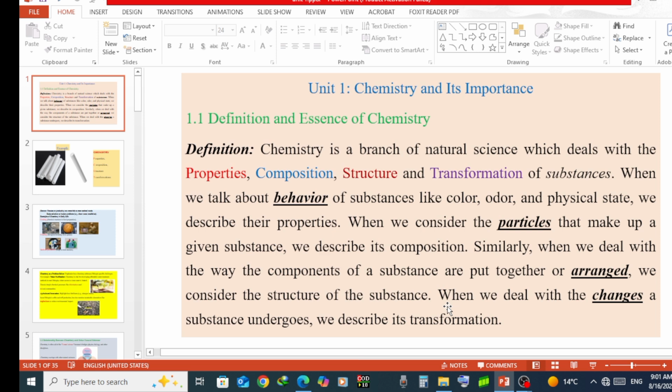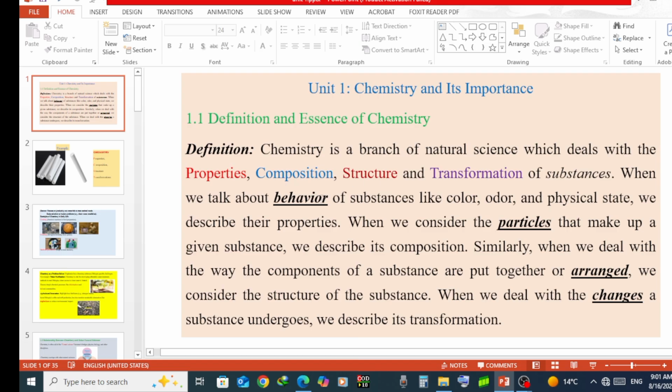So let's try to see some important points at a glance. So the first is the definition of chemistry. Chemistry is a branch of natural science, we have said. Chemistry is a branch of natural science which deals with the properties, composition, structure and transformation of substance. These are the four important terms that we have said last time. Properties, composition, structure and transformation are things that we always consider while defining chemistry.